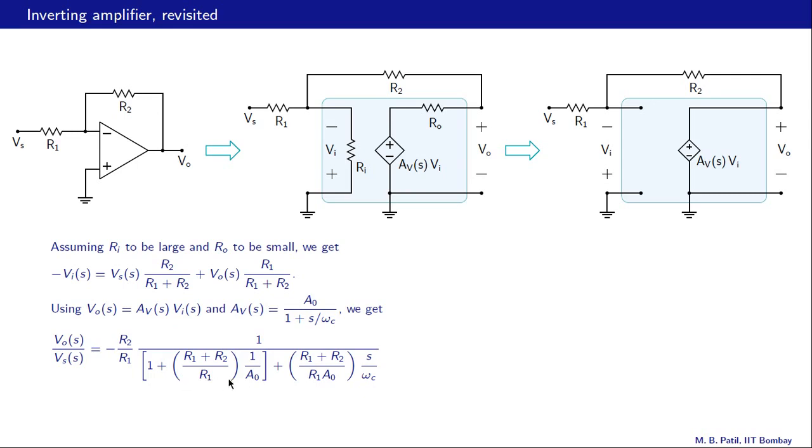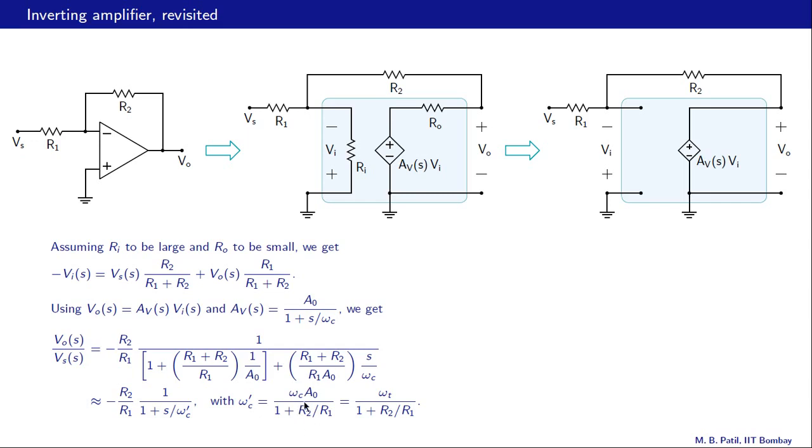Now this term is small because A0 is a large number, 10 raised to 5, and therefore we can ignore this term with respect to this one here. And now we can rewrite the gain of the inverting amplifier, VO by Vs, as minus R2 by R1 times 1 divided by 1 plus S over omega C prime. Now this expression here is the same as this term, and omega C prime is omega C times A0 divided by 1 plus R2 by R1.